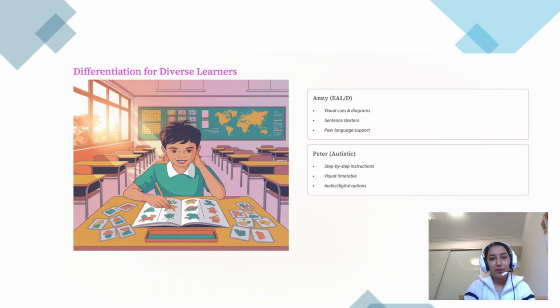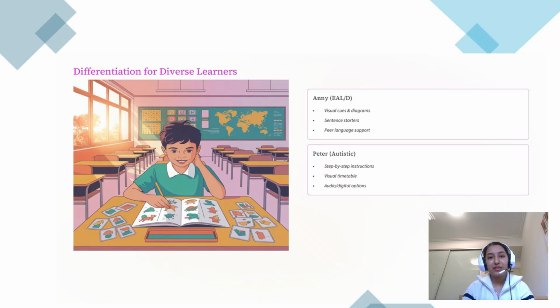In this slide, I have included some differentiated teaching styles for my diverse learners, and I have given my diverse learners the names Annie and Peter. Annie is our EALD student and Peter is our autistic student. For Annie, during the fraction snap activity, I'll pair her with supportive peers and provide her with some visual fraction cues too. Whereas for Peter, I'll provide him with a predictable routine and clear rules of the game so that he understands everything clearly in the beginning of the game.